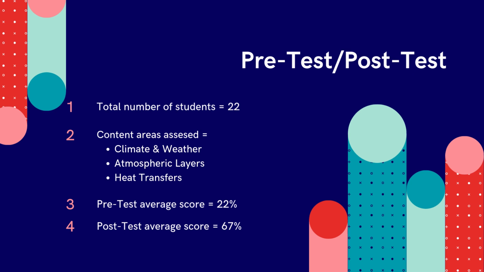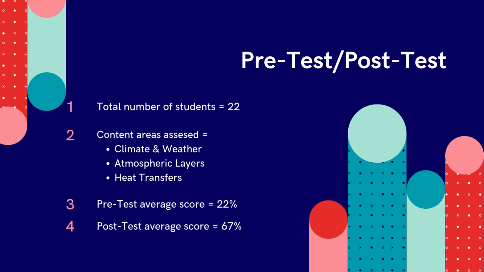So the number of students that were tested in the pre-test were 21. There was one student that was absent. And in the post-test, there were 22 students tested. Content areas assessed were climate and weather, atmospheric layers, heat, and transfers.